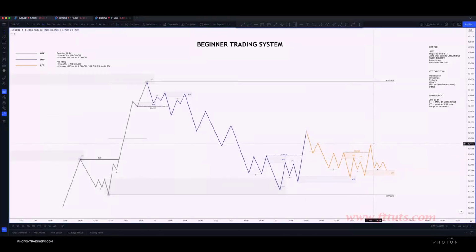So let's look at the clearest example over here, where we have the bullish 4-hour trend that we are within. So we're within the 4-hour high and the 4-hour low, right? We're looking to catch that 4-hour high or low.